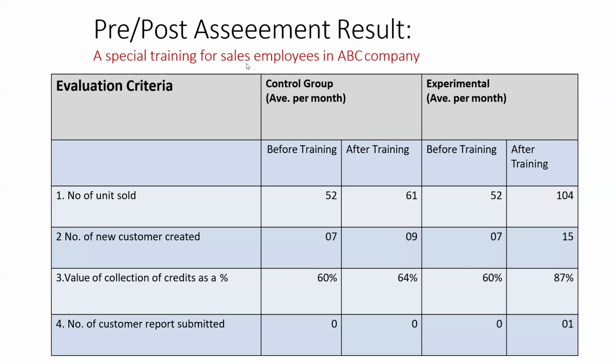Special training, another example. This is explained by another example. Simply you can refer to this. Before the training, performance, number of units sold 52, after the training 61, before the training, experimental group and target group. So simply by percentage values, the experimental group has increased their performance more than the target group, right? So which means that the training program is successful.